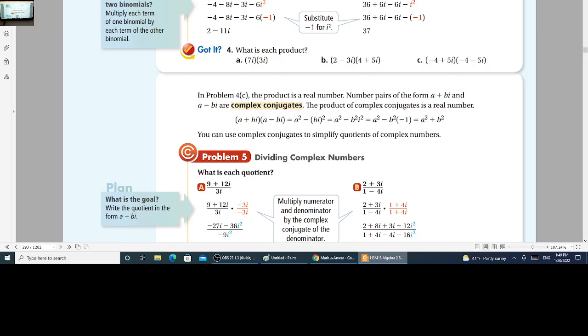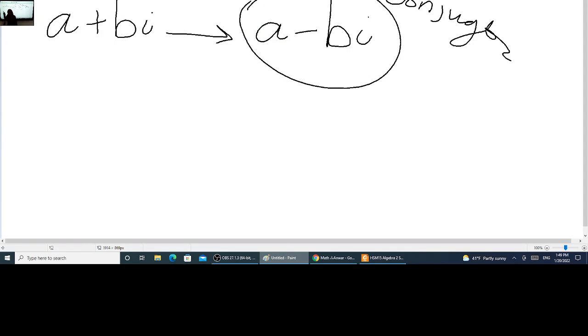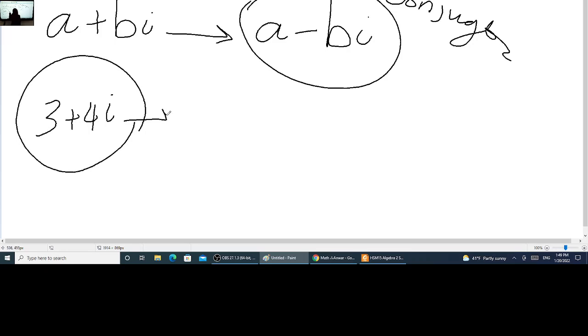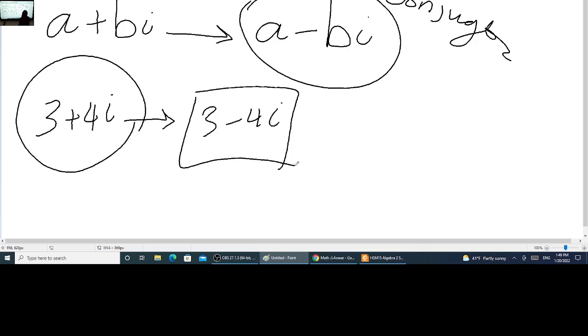So a plus bi and a minus bi are conjugates of each other. What do we mean by conjugate numbers? The product of complex conjugates is a real number. Let's take an example. What's the conjugate of 3 plus 4i? The conjugate of this number is 3 minus 4i.